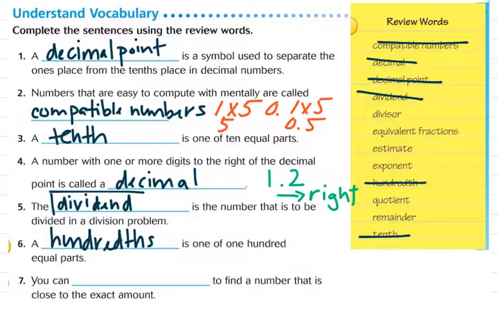And then it says you can blank to find a number that is close to the exact amount. We know we use estimates this year to help check the reasonableness of our answer.